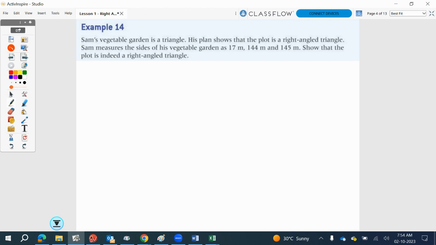Okay, let's have a look at the solution. So we've got this vegetable plot with a right angle triangle, and he measures the sides. He wants to see if it's right angled. So we say that 145 is bigger than 144, bigger than 17.